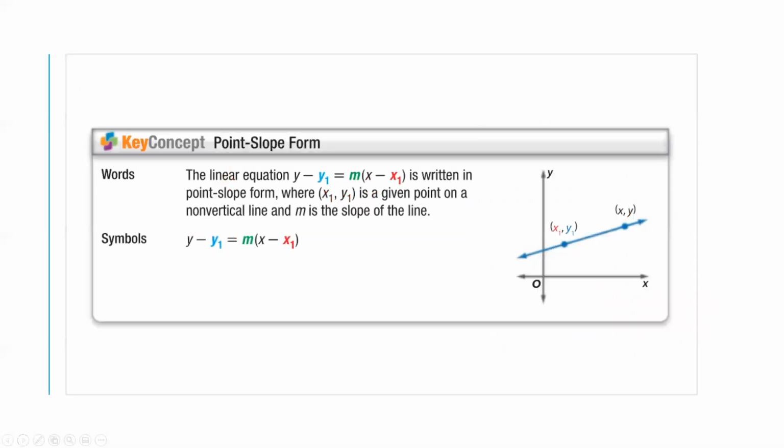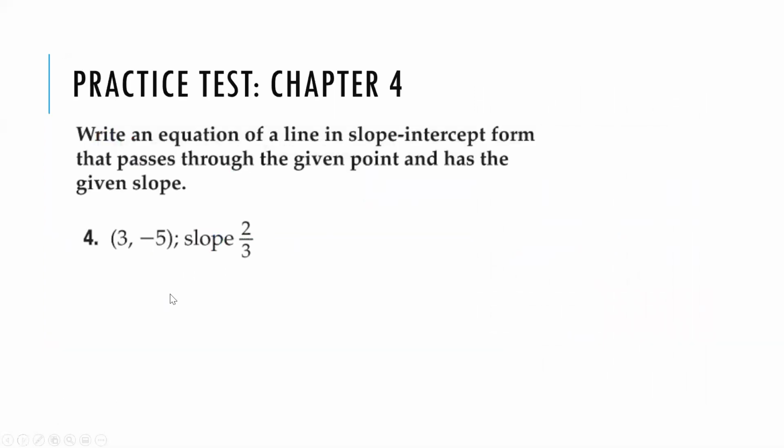All right, next question. Need to understand point-slope form. This is very helpful. If you're given a point and the slope of a line, then you can rewrite it in slope-intercept form. So here it says, write an equation of a line in slope-intercept form that passes through the given point. So here's our point and has the slope.